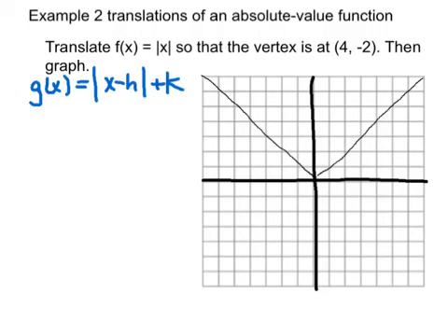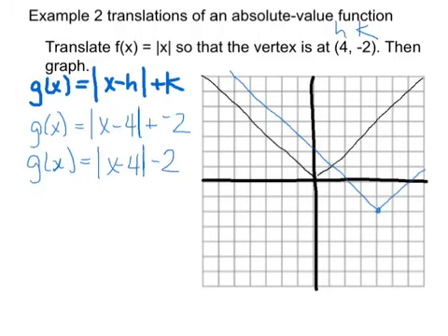Alright, you try this one. Same thing. We have h and k. I'm going to push pause and you go ahead and try it. There you go.